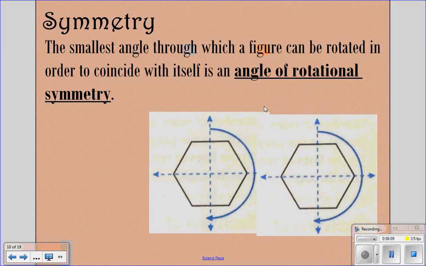So we rotated it a total of 6 times, and an easy way to do that is to count up the number of sides, 1, 2, 3, 4, 5, 6. And so the angle of rotational symmetry on this, 360 divided by 6 would be 60 degrees. And so that would be the angle of rotation on a regular hexagon.